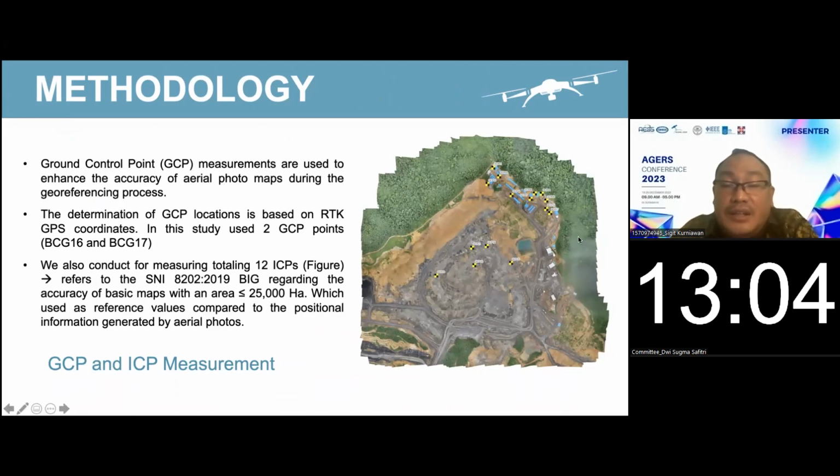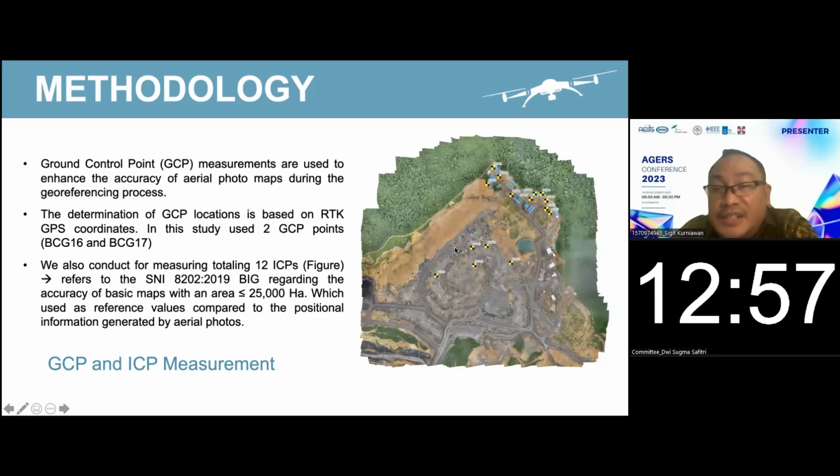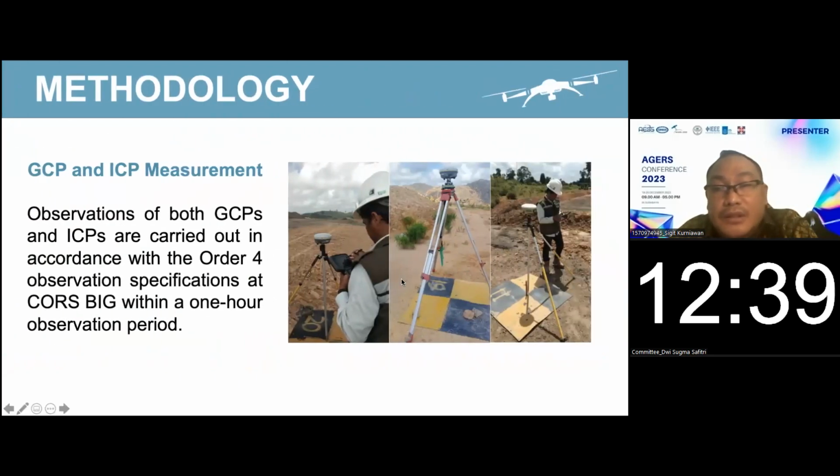In this study, we use two GCP points. We also conducted measurement totaling 12 ICP, referring to the CORS from BIG. We use them as reference values compared to the positional information generated by aerial photos. In the photo, we can see GCP and ICP measurement.